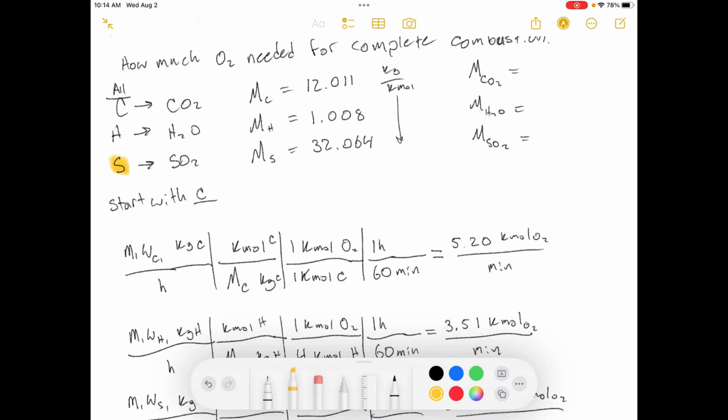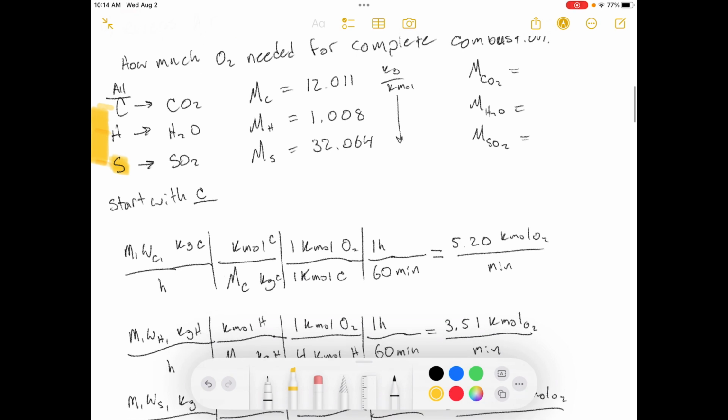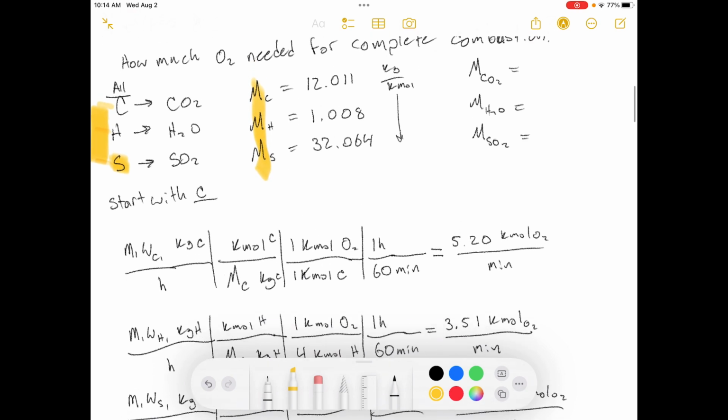So how much oxygen do we need for complete combustion? Well, we need to know how much it takes to completely combust each of these elements. So we say, how much carbon do we have going in? How much does it take to fully combust it? How much hydrogen do we have going in? How much oxygen does it take to completely combust that? Remember they gave us these amounts in weight percent, so we need to convert that into moles. That's why we have our molar masses here.